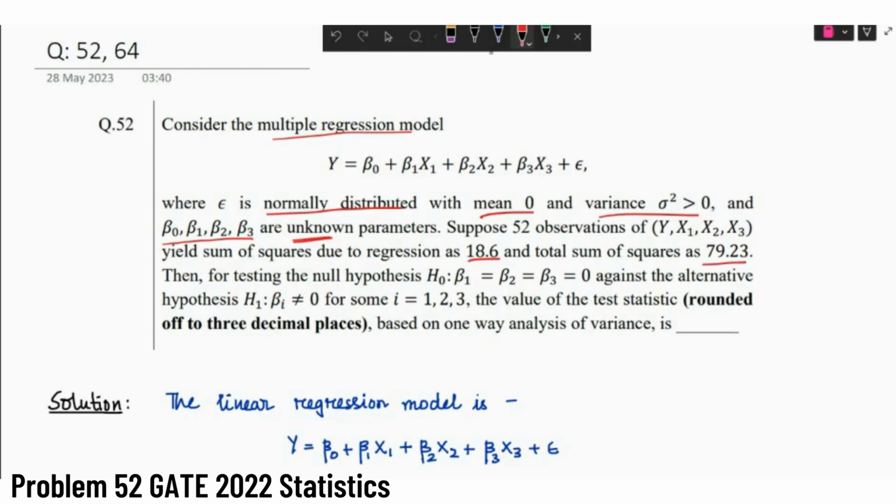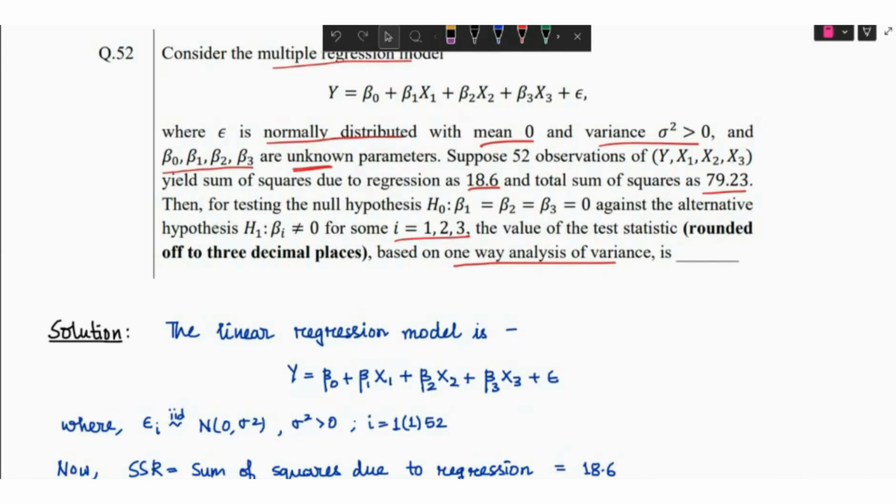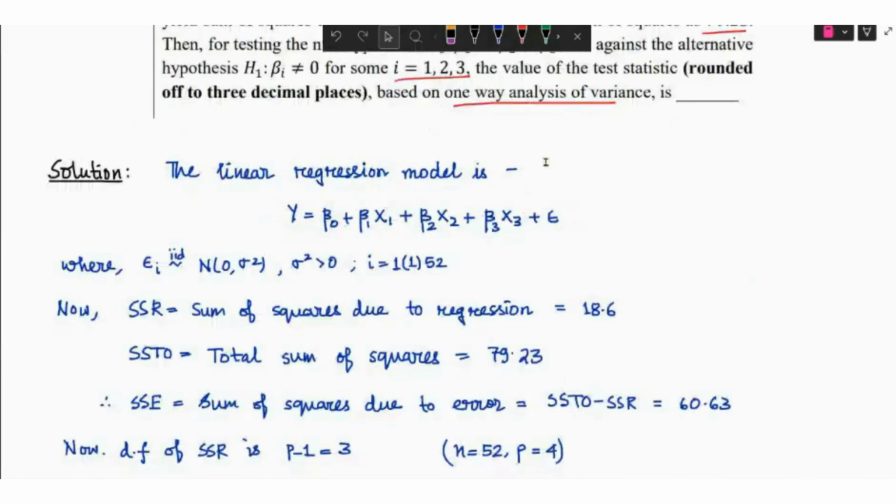We have to test the null hypothesis H naught: beta i equal to 0 for all i, against the alternative H1: H naught is not true, that is beta i not equal to 0 for some i from 1 to 3. To test this we have to find the value of the test statistic, based on one-way ANOVA. So given the linear regression model y equal to beta naught plus beta 1 x1 plus beta 2 x2 plus beta 3 x3 plus epsilon i, where epsilon i is normal 0 sigma square and sigma square greater than 0, for i equal to 1 to 52.